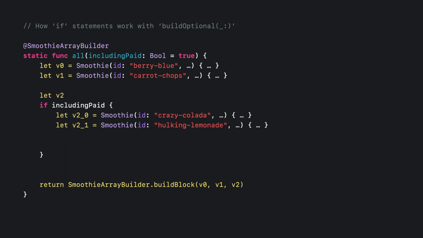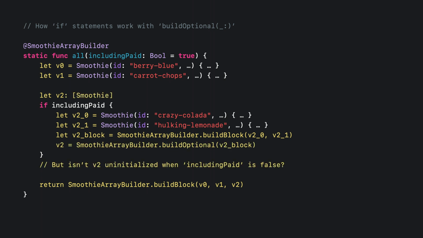Well, the first thing it's going to do is capture all of the statements in the if statement's body into variables, and then combine those variables together using build block, just like it does at the top level. But this is where buildOptional comes in. Instead of returning the result of that inner build block call, Swift will pass it to buildOptional, and the value returned by buildOptional becomes the value of the if statement as a whole.